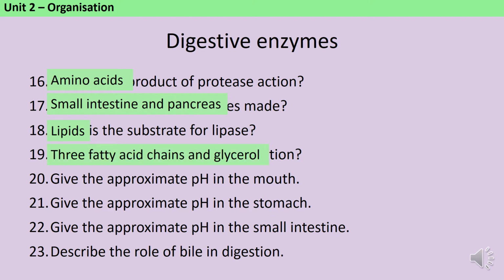The pH in the mouth is approximately neutral. It can vary between about 6.5 and 7.5, whereas the pH in the stomach is much lower due to the hydrochloric acid and can vary between about 1.5 and 3.5. The pH in the small intestine is generally ever so slightly alkaline.